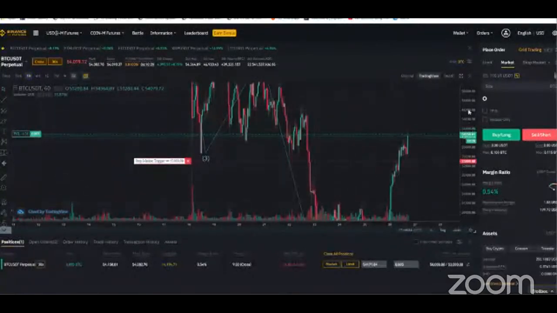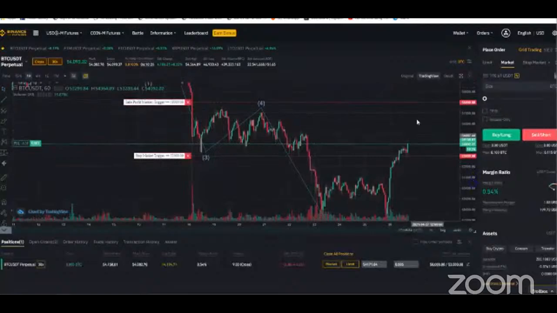So that's why before you take a trade, you want to first check the risk reward to be sure that it's going to give you enough reward to cover your risk. Otherwise, you don't want to take the trade at all.